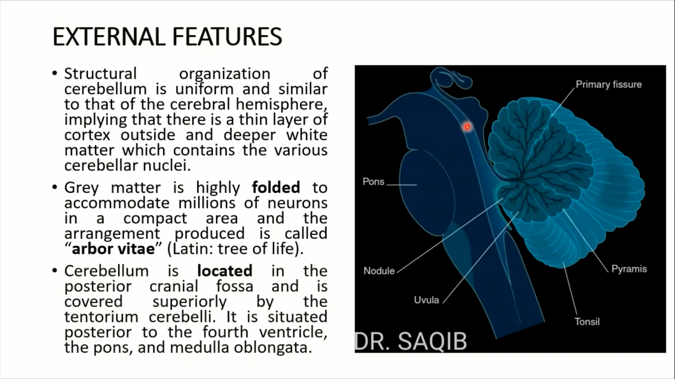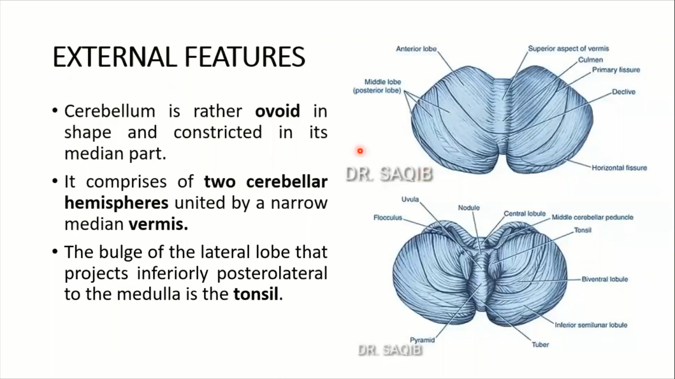Like this is the roof of the cerebellum. This is the midbrain. This is the cerebral aqueduct, the aqueduct of Sylvius, and here you go. This is the fourth ventricle, right? It contains the CSF, and going below, this part is the medulla, and this is the pons. So, external features: the shape of the cerebellum is ovoid. You see, this is an ovoid shape, and it is constricted in its median part. This is the constriction.